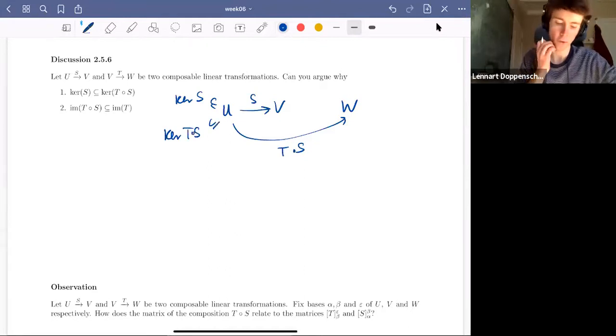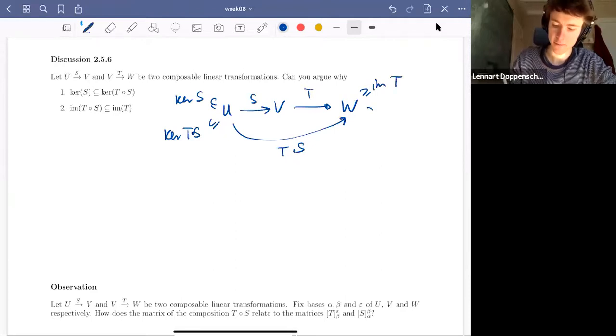And I want you to argue why the kernel of S is always containing the kernel of T composed S. And likewise for the image. So if we look at W, there's 2 transformations that arrive at W. So there's 2 transformations for which W is the codomain. And so we have the image of T and the image of T composed S both in here. And I want you to argue why the image of TS is always inside the image of T.